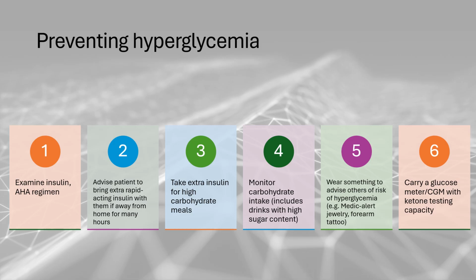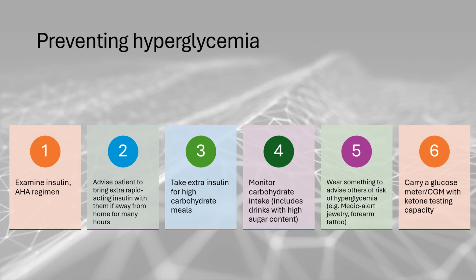So how do we prevent hyperglycemia and talk to the patient about this? We want to examine the insulin and the insulin regimen as well as the anti-hyperglycemic agent regimen if they happen to be on that. And if there's a mismatch or things have changed, then we need to make some adjustments for them. They need to bring extra rapid-acting insulin with them if they're away from home for a lot of hours.